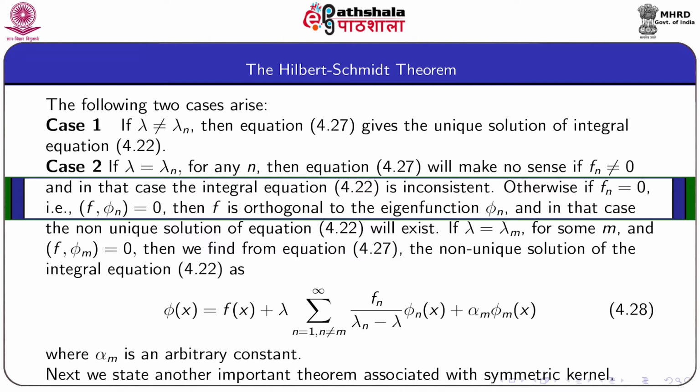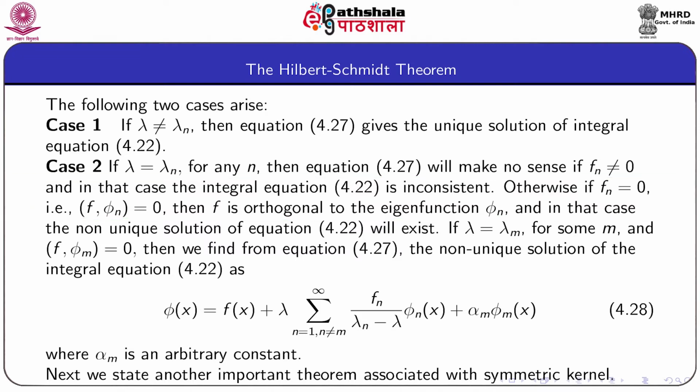But if f n is equal to 0, that means f n, the inner product of f and phi n, is equal to 0, then f is orthogonal to the eigenfunction phi n, and in that case the non-unique solution of integral equation 4.22 will exist.